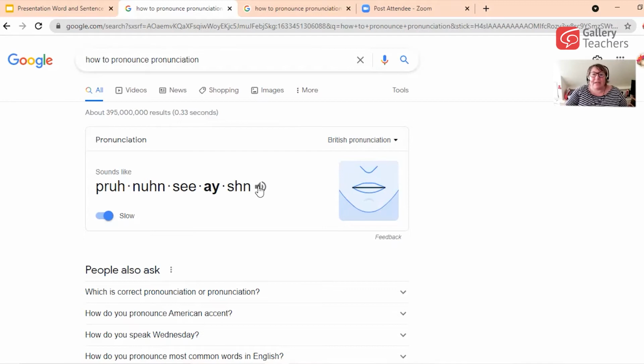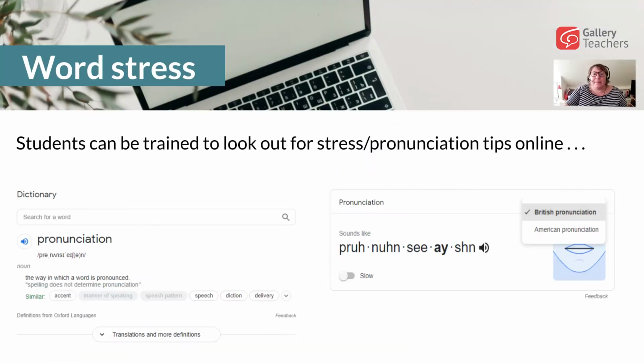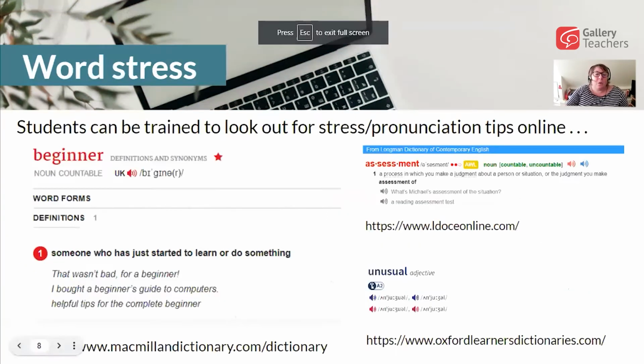And again, clicking on the little speaker or the little microphone, pronunciation slows it all the way down, and you can see in bold the stressed syllable. So just getting the students to recognize how they can support themselves by looking at these different things online can be really useful. Reputable online dictionaries will have some kind of pronunciation tool as well.